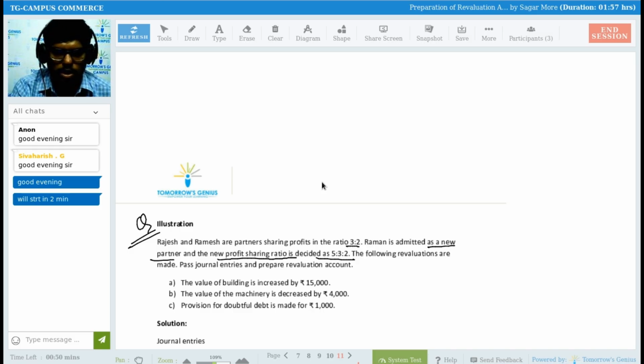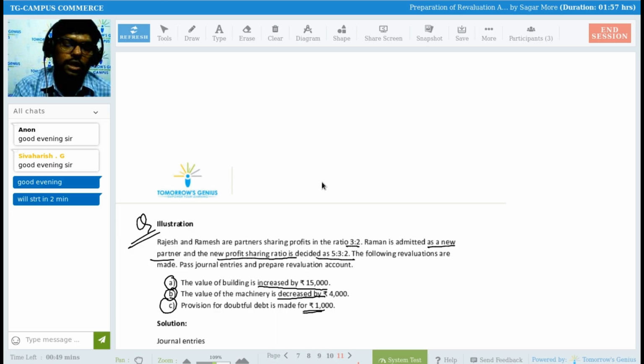The following revaluations are made: pass journal entries and prepare the revaluation account. First, value of building is increased by 15,000. Value of machinery is decreased by 4,000. And provision for doubtful debt is made for rupees 1,000. So these three things are given to me, right?